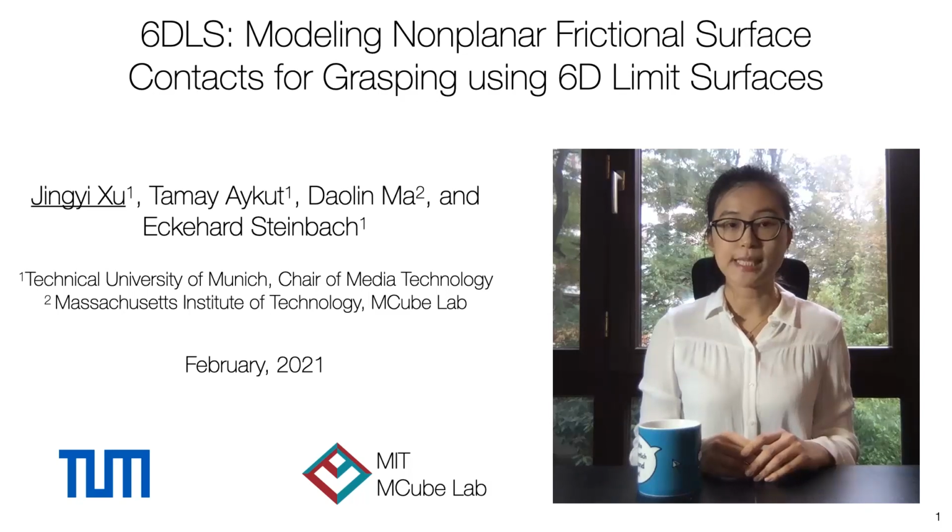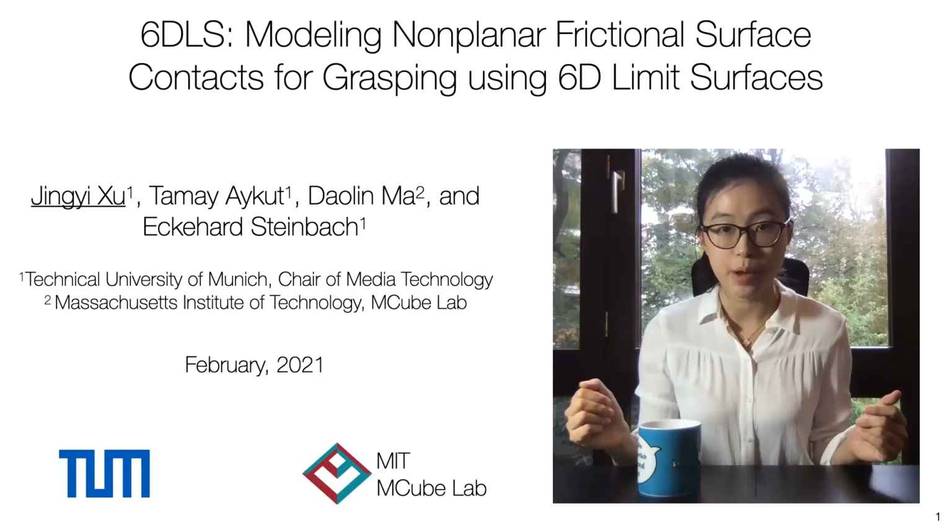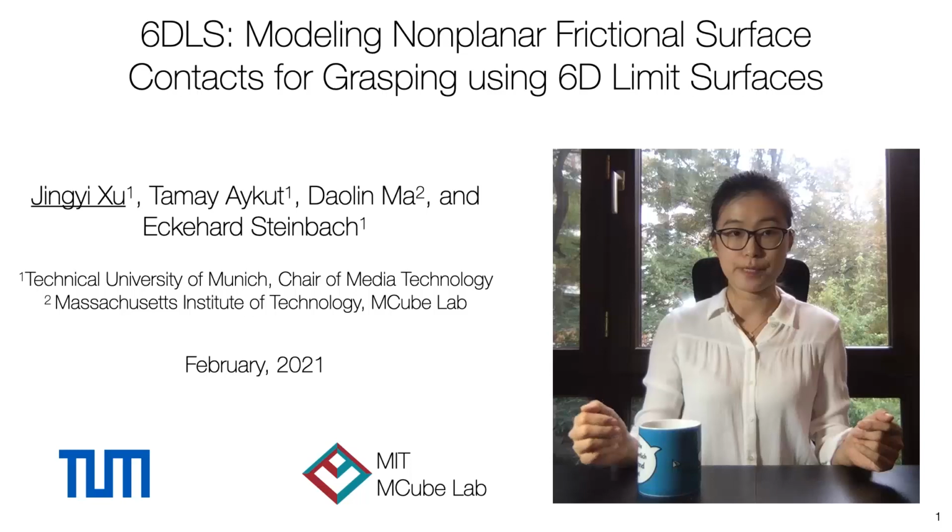This paper addresses a common problem in robot grasping using deformable gripper jaws: false negatives due to overly conservative planar surface contact models. We propose a more realistic non-planar surface contact model based on a 6D limit surface.